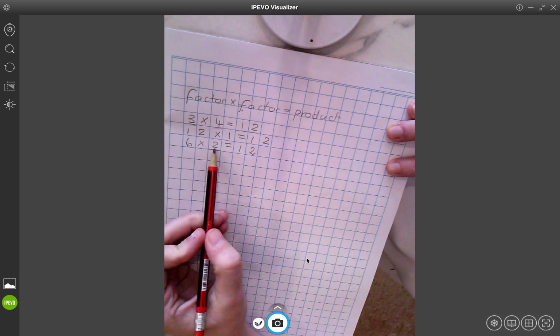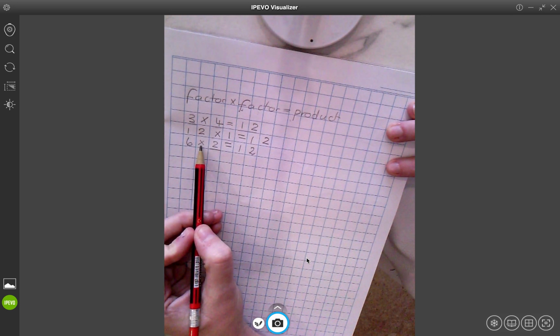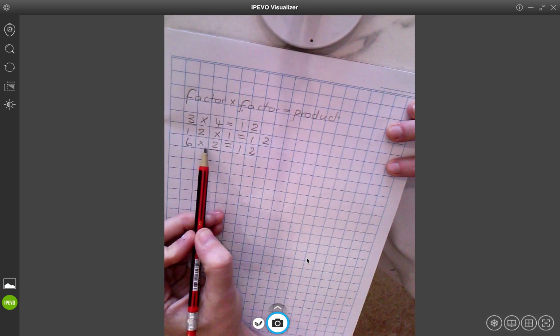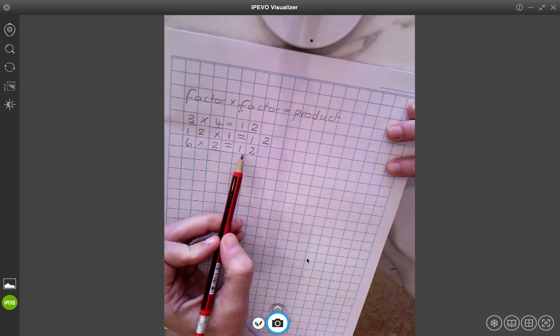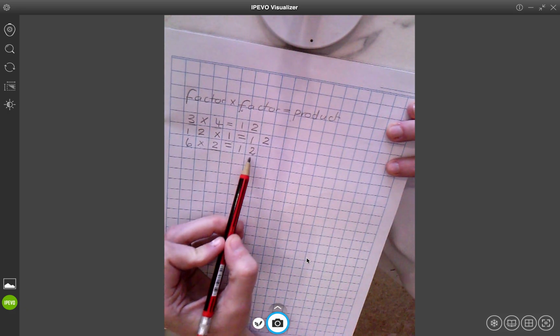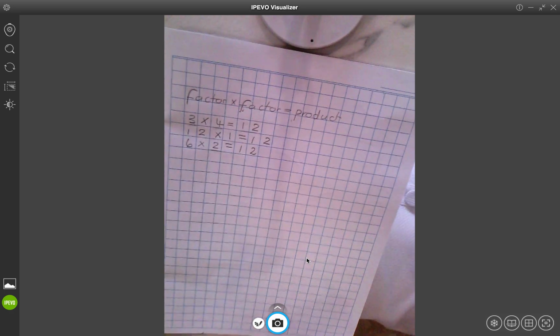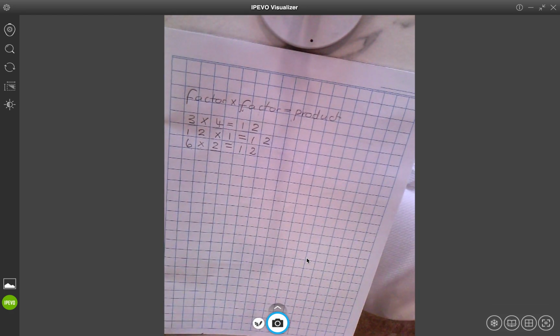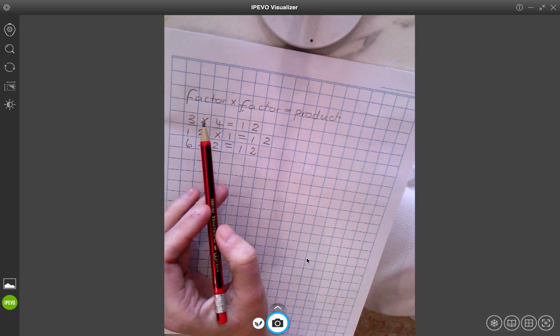Notice when I'm writing my numbers in my maths book, each number gets its own box and each symbol gets its own box as well, okay? Even with the number 12, each part of 12 gets its own box. So when you're writing in your maths book, I want you to remember that and make sure you're setting your work out nicely. Okay, can I think of any other numbers that I can multiply together to get 12?